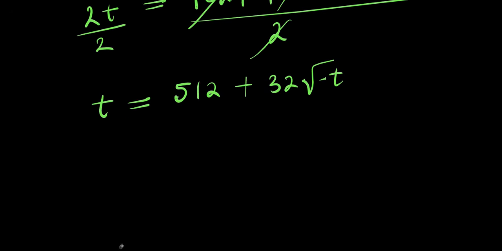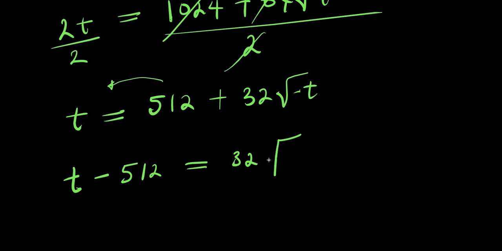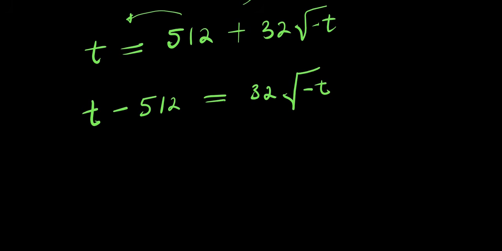So what do we do? We need to take the squares again, but before that, from here, I'll move this here. Before we take the squares, I have t minus 512 equals 32 root minus t. So I need to take the squares again.